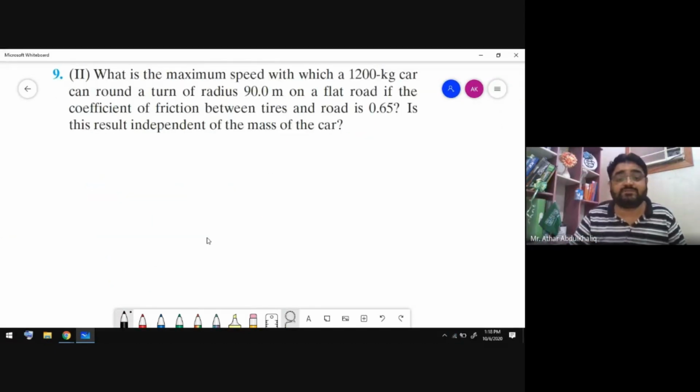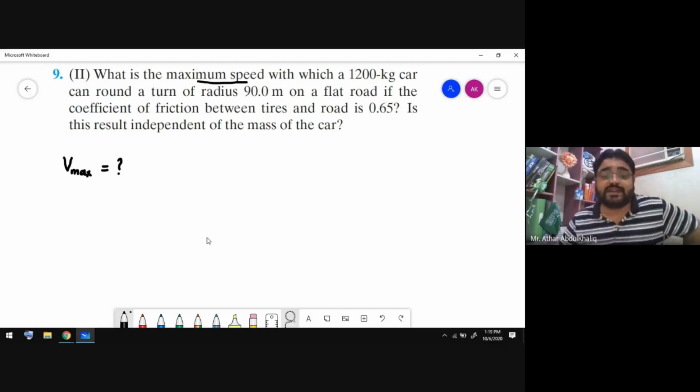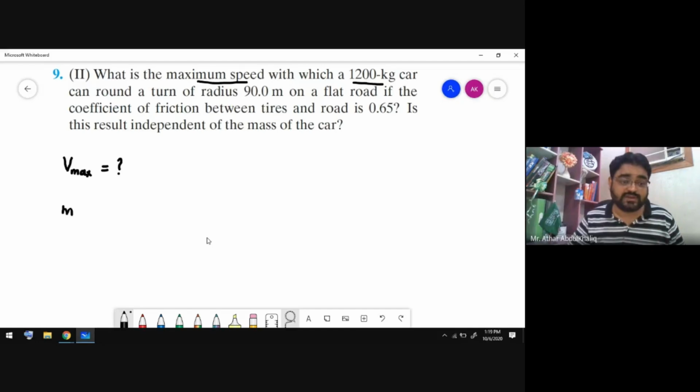What is the maximum speed? The first thing they are asking us to find is the speed. You know that for speed or maximum speed, we will use v or v maximum, which is unknown for us. Secondly, the car has a mass of 1,200 kilograms. So I will mention here in the given data that mass is 1,200 kilograms.